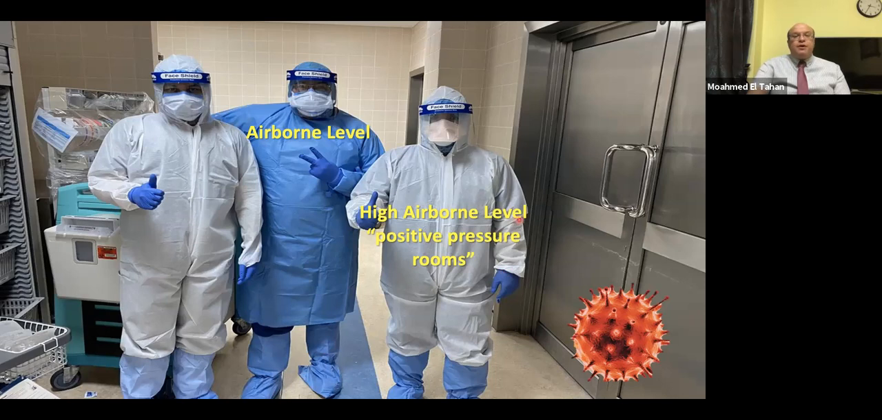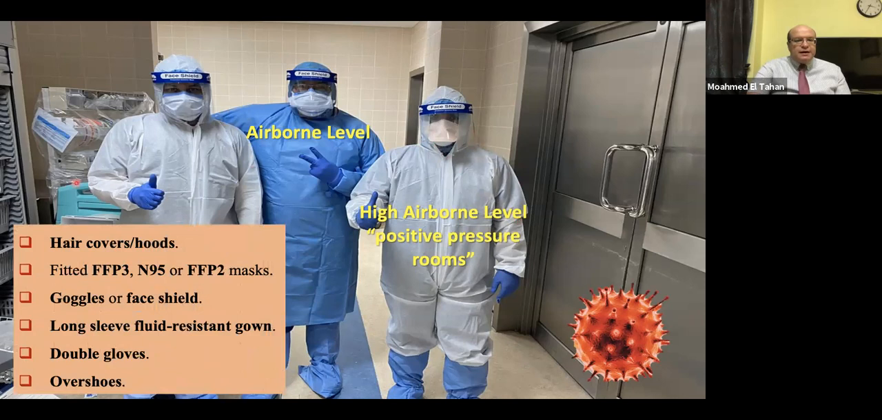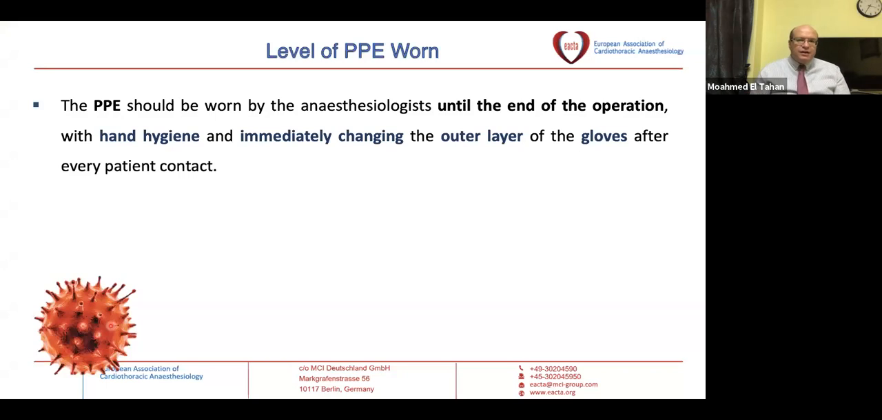For high burn level and working in positive pressure rooms or during interventional pulmonology using bronchoscope, you have to use a suit in this case and hood as well. These are the levels, as you can see here: covers, hood, fitted filtering face mask with the power of 3 or 2, N95, goggles or face shield, long sleeve gowns, double layers of gloves and overshoes.